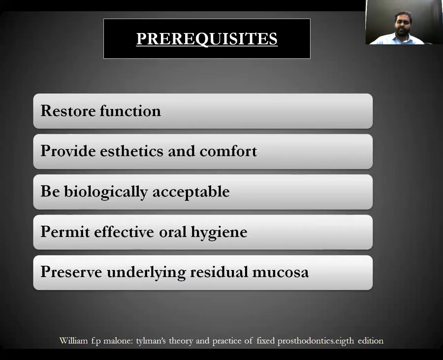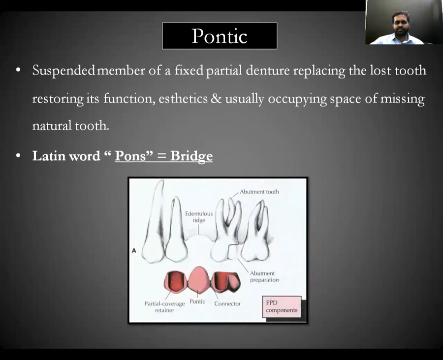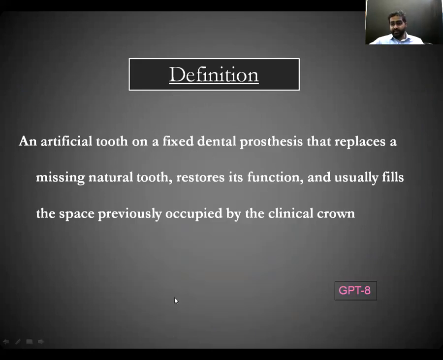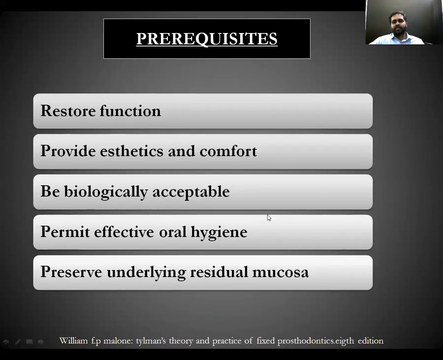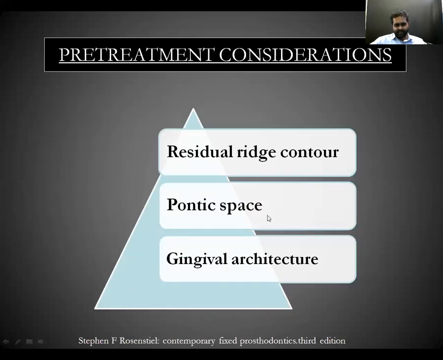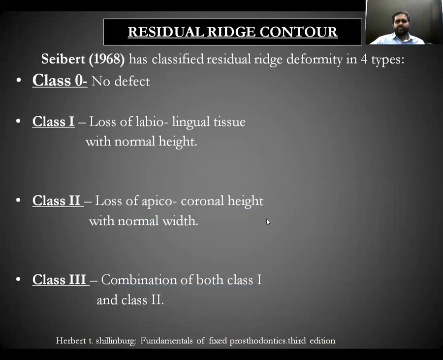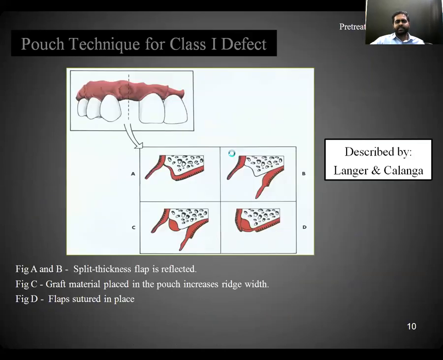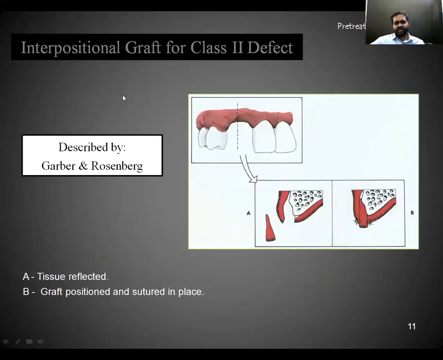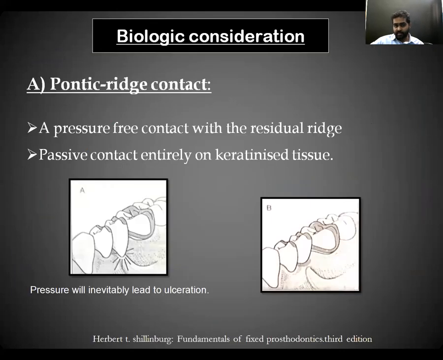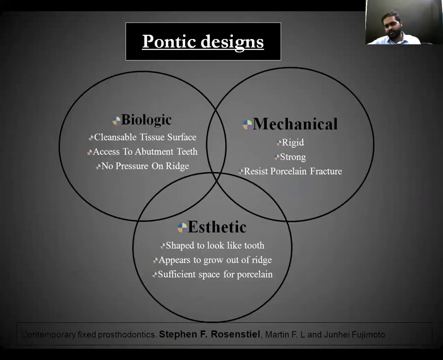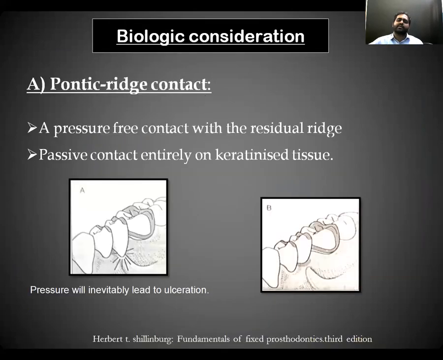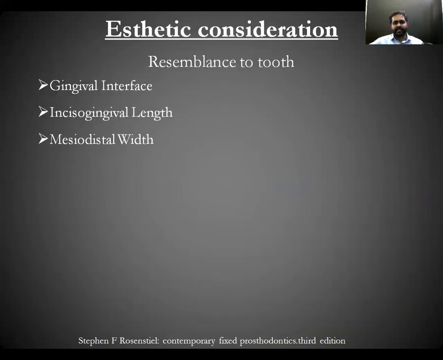So basically, the most important takeaways from this lecture will be the definition. The definition should be from the Glossary of Prosthodontic Terms. What are the ideal requirements for your Pontic? How you can classify the contours of the ridge. The ridge classification should be known properly. The various techniques to counteract the ridge problems. Then come the considerations: what are the design considerations for the Pontic? Biological, mechanical, aesthetics. Then the classification of the Pontic.